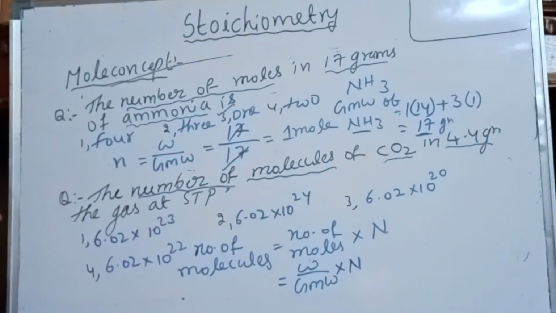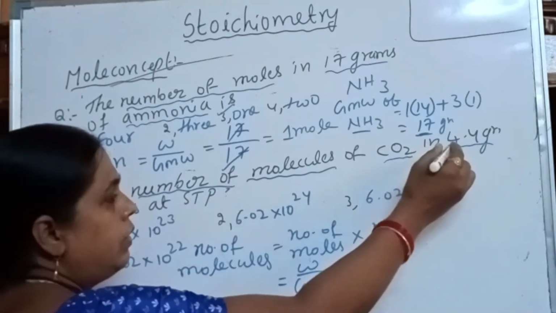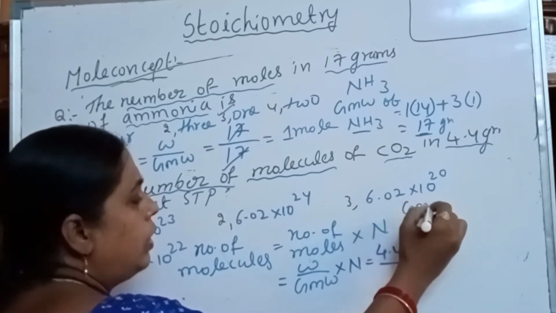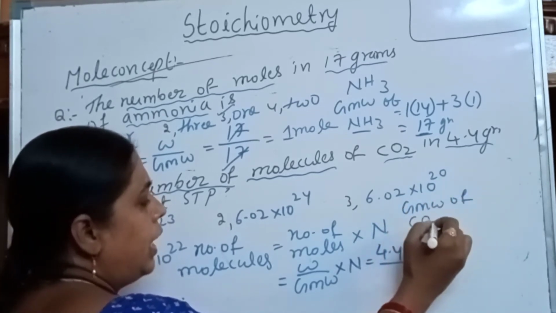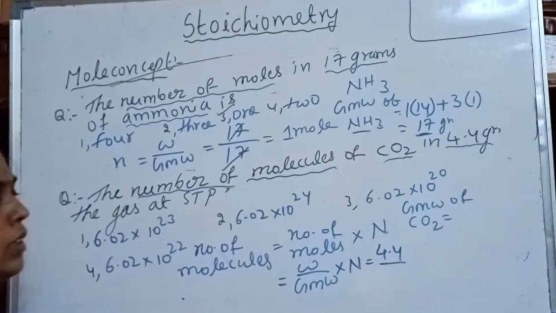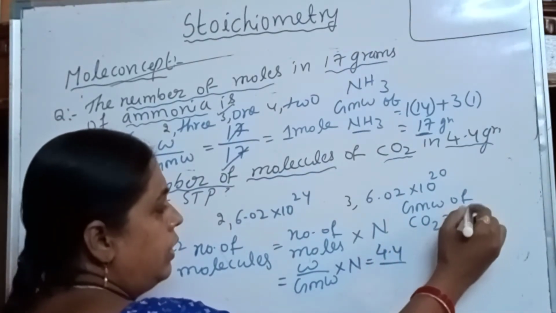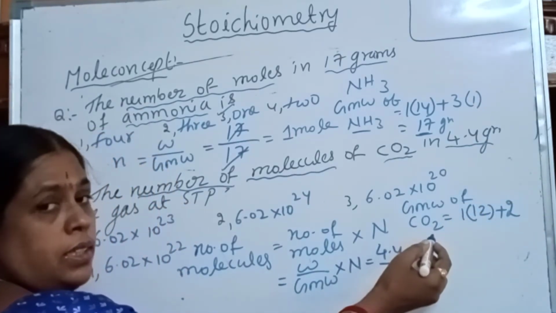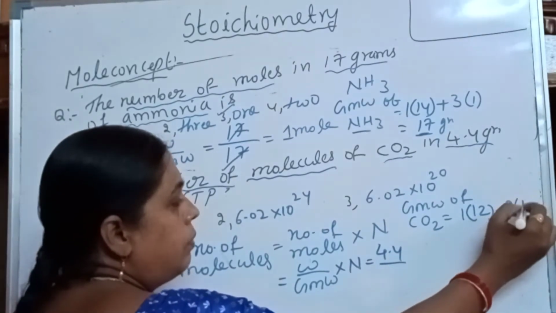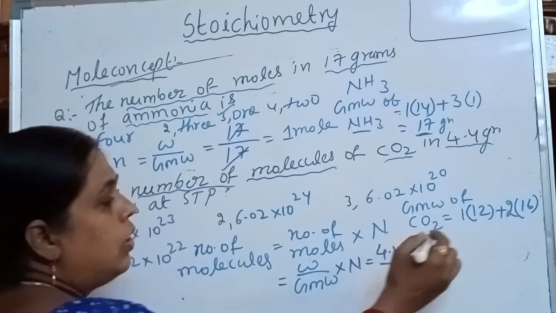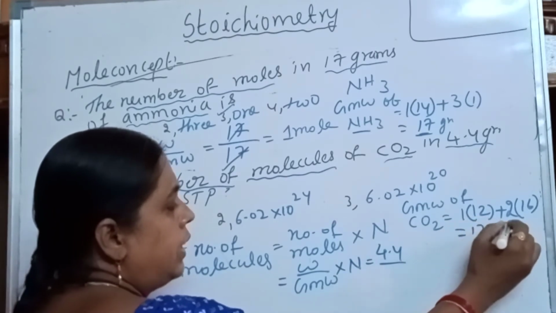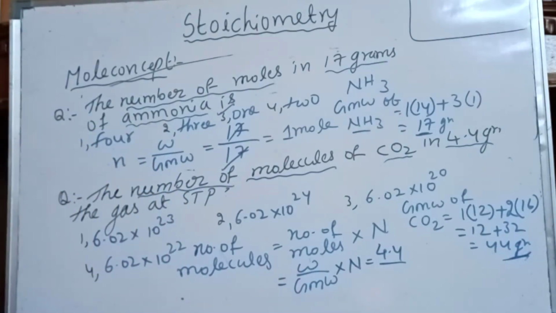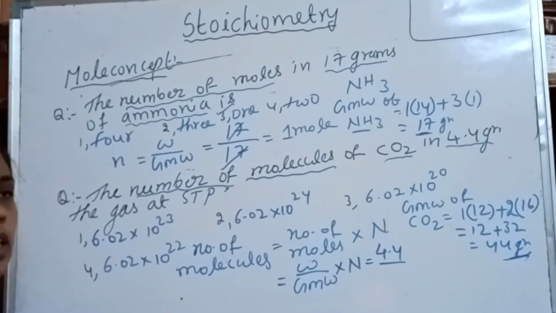The weight given in the problem is 4.4, divided by the gram molecular weight of CO2. How do we calculate it? From its molecular formula, isn't it? Here, how many carbons are there? 1. Atomic mass is 12, plus the number of oxygens is 2 here, from the molecular formula. What is the atomic mass of oxygen? 16. How much do we get here? 12 plus 32, that is 44 grams. So 44 grams is the gram molecular weight of CO2.